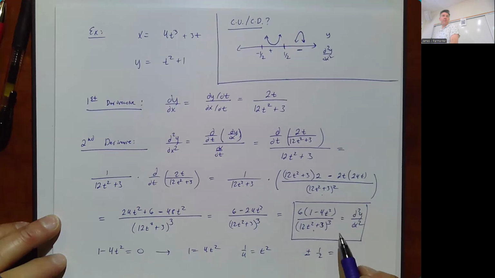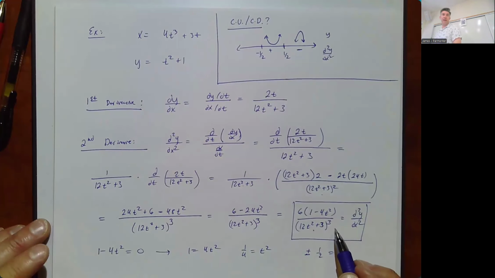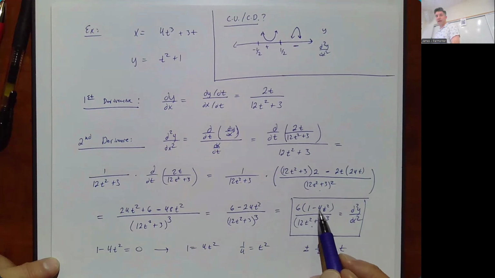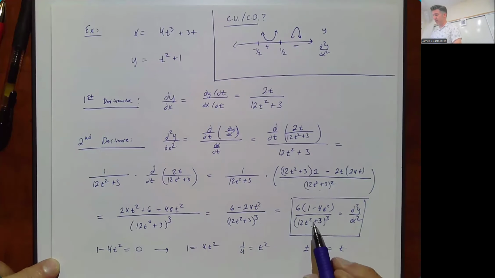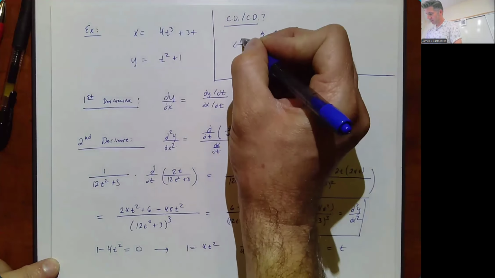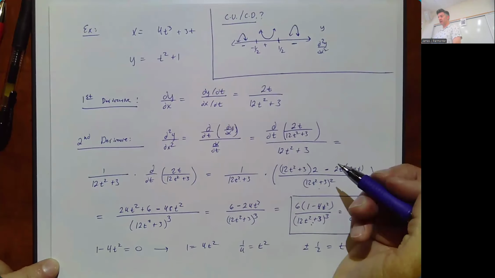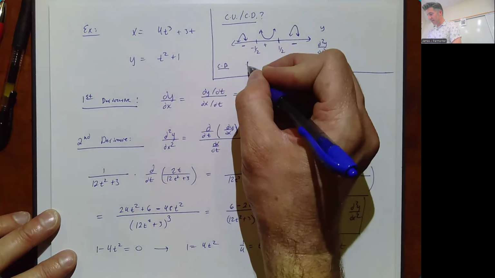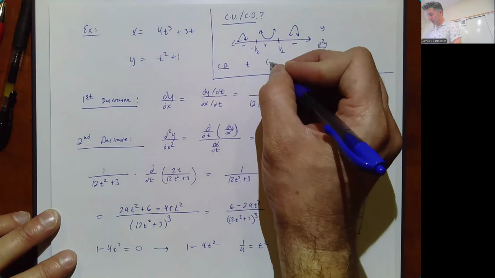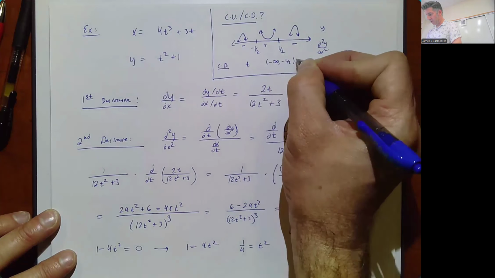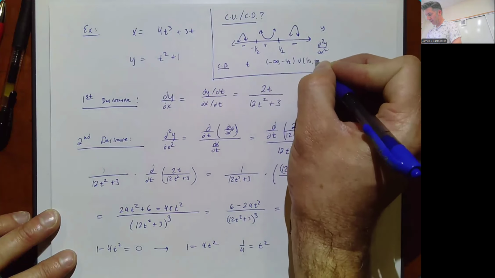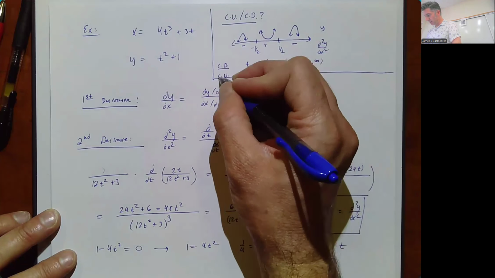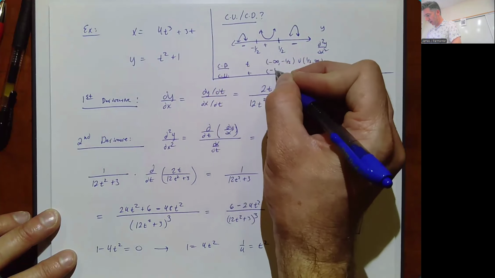And then when you pick a number smaller than negative 1/2, like negative 1, negative 1 squared is positive 1, and 1 minus 4 is negative. The bottom is still positive, so the whole thing's negative. So it looks like this is concave down when t is either from negative infinity to negative 1/2 or 1/2 to infinity, and it's concave up when t is between negative 1/2 and 1/2.